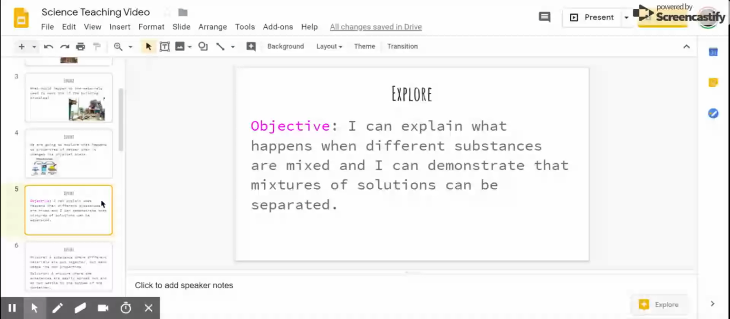So we're going to further explore by reading our objective. And that objective is I can explain what happens when different substances are mixed, and I can demonstrate that mixtures of solutions can be separated.